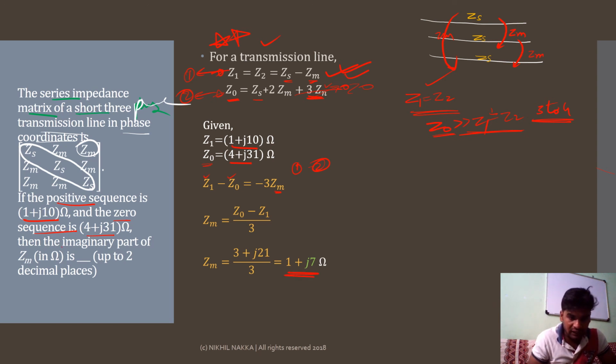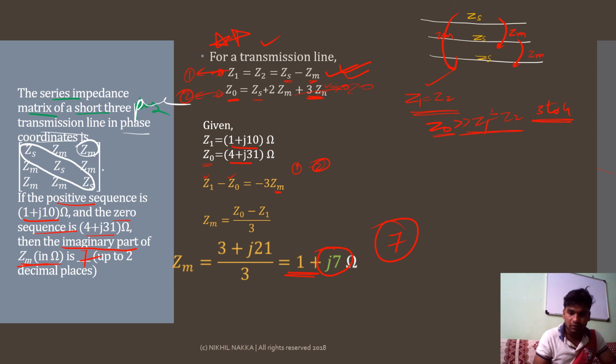The question is asking for the imaginary part of Zm. What is the imaginary part of Zm? See here, j7, 7. So your answer is going to be 7.